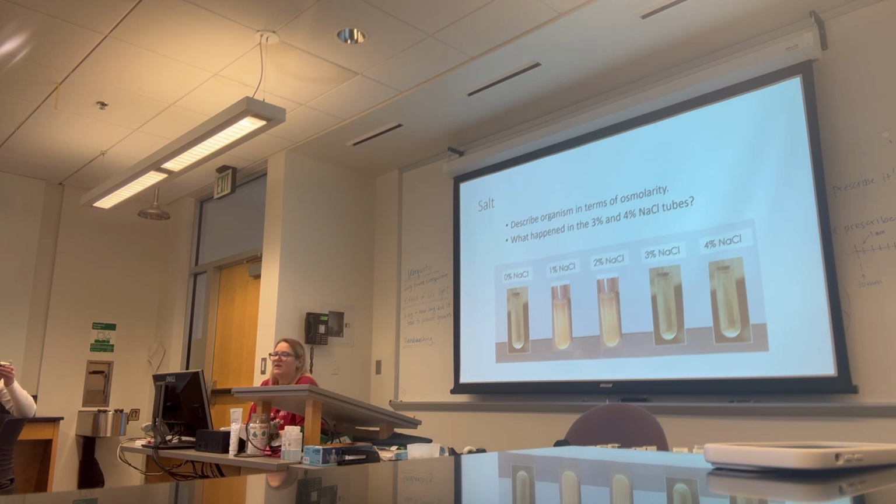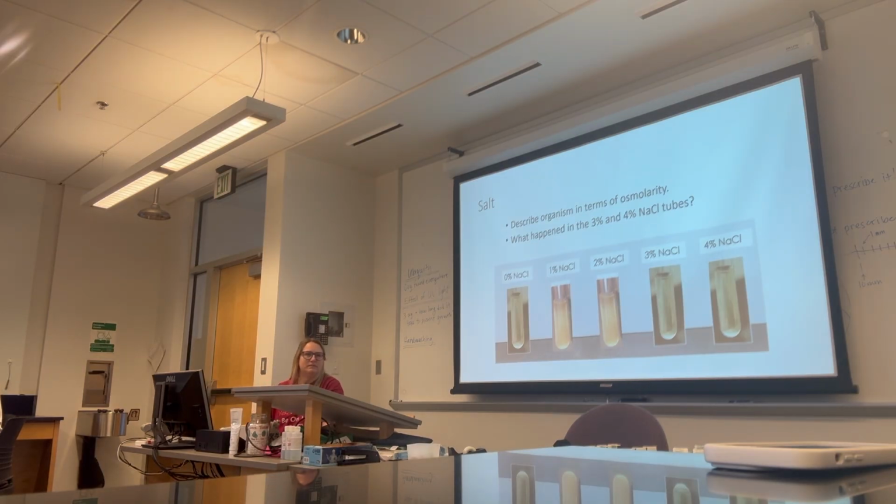So what happened with 3% and 4% salt? What happened to the organism? Plasmolysis. Yep, it died. So plasmolysis occurred at the 3% and 4%, and that's why there's no growth there, because it's a non-halophile. And when does plasmolysis occur? When it cannot withstand those salty conditions, plasmolysis occurs.